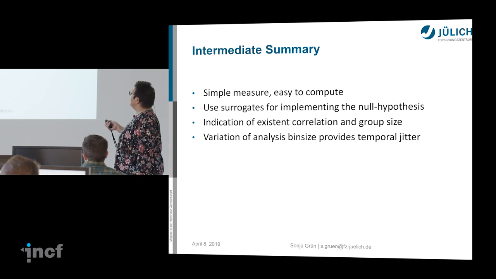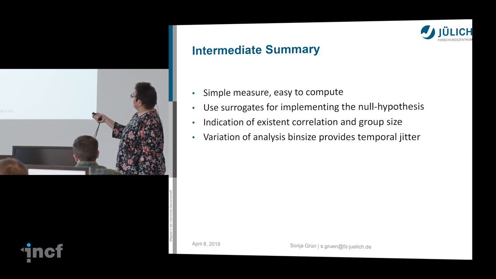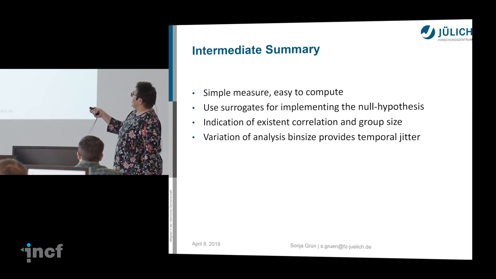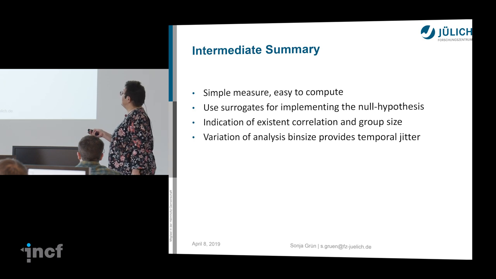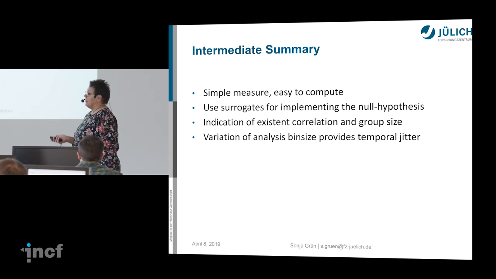This is what I said: a simple measure, easy to compute. Use surrogates for implementing the null hypothesis. It can give you an indication of existent correlation and group size, and you can use a variation of the bin size to estimate the temporal jitter.